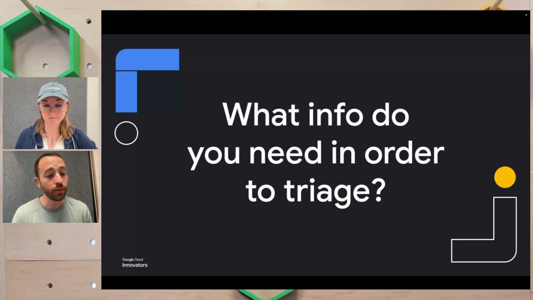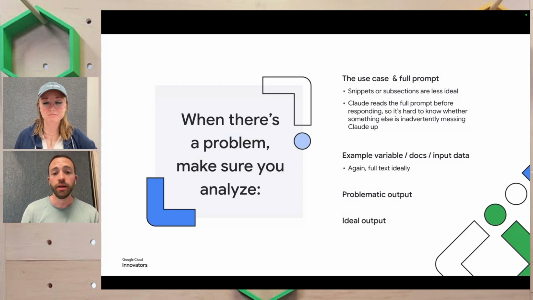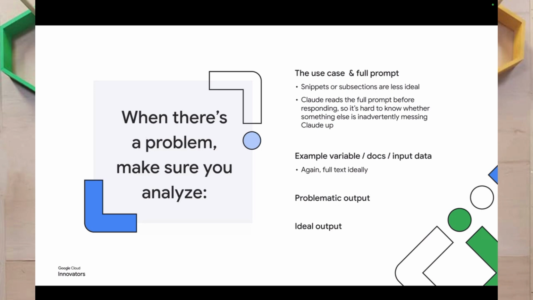So whether that's a customer or someone on your team is just saying, the customer is reporting that the prompt is not doing what we want it to do. What info do you need? First and foremost, you want to have the use case and the prompt. It's very hard to debug prompts when you don't actually have the prompt. So if you're just saying, hey, we're getting an output of true when it should be false, you want to make sure you know what's going on here. So when there is a problem, make sure you analyze the full use case and the prompt, some examples, and potentially the problematic output and the ideal output.